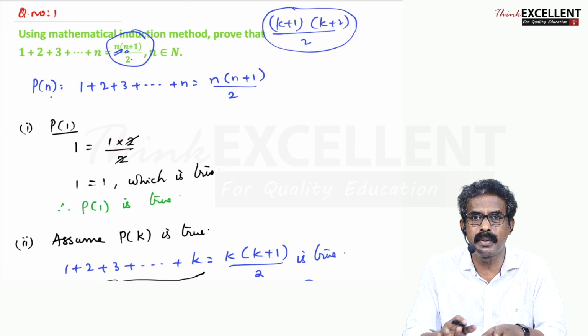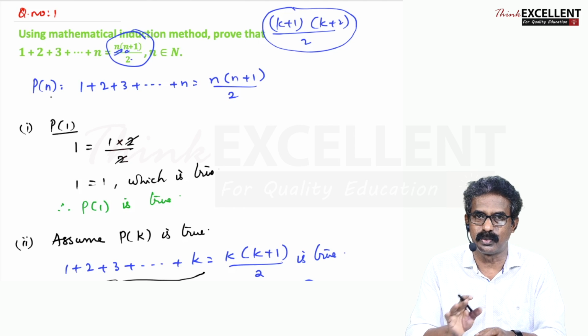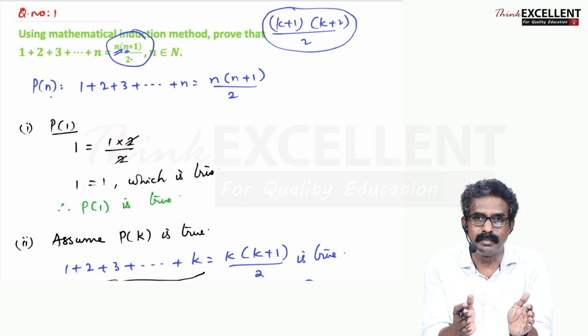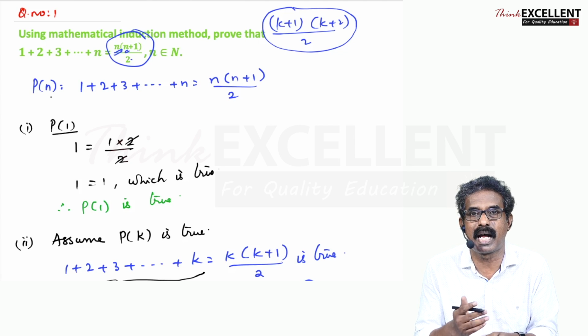Second step, assume P of k is true. Very simple. Just copy the statement. Only thing, instead of n, you put k and you say it is true. Equation number 1. Then P of k plus 1: copy that k terms plus the next term. See how you are getting the next term. In this particular question, adding 1, right?